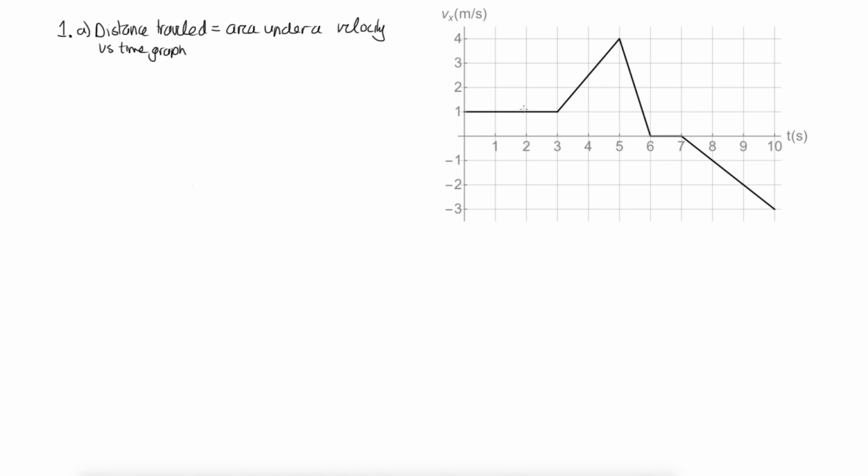So to answer this, we're just going to need to work out the area under this curve. To do that, we can divide it into some simple shapes. So let's start with this rectangle here. It's got a length of 3 and a height of 1. So that is a distance of 3 meters.